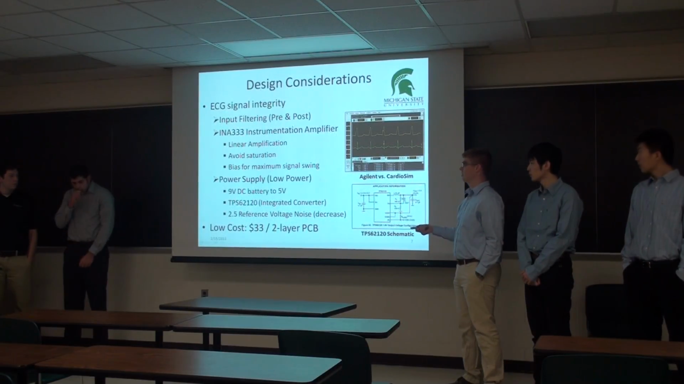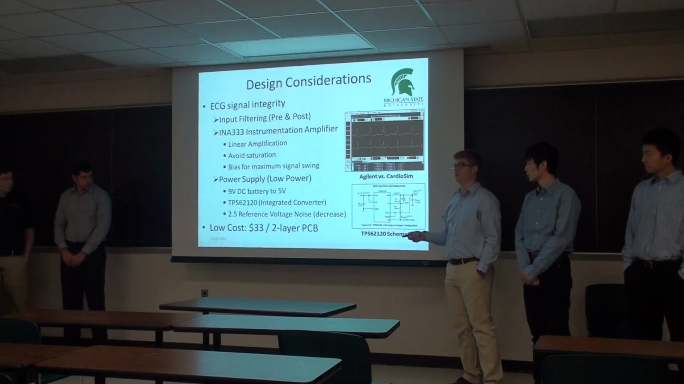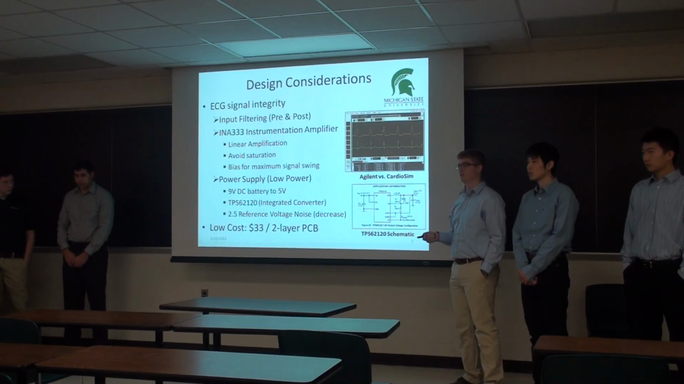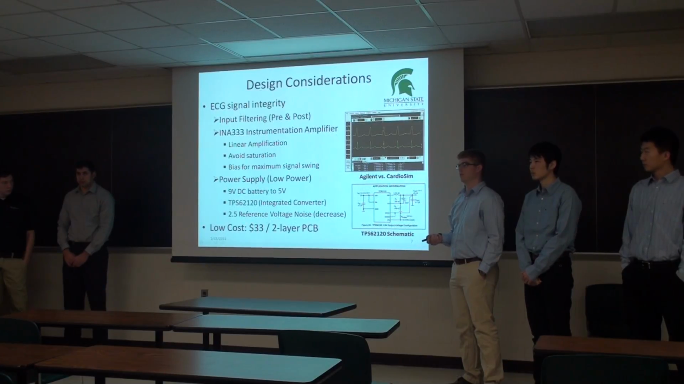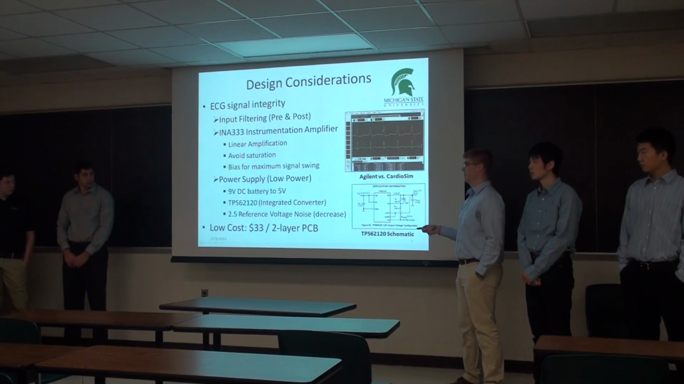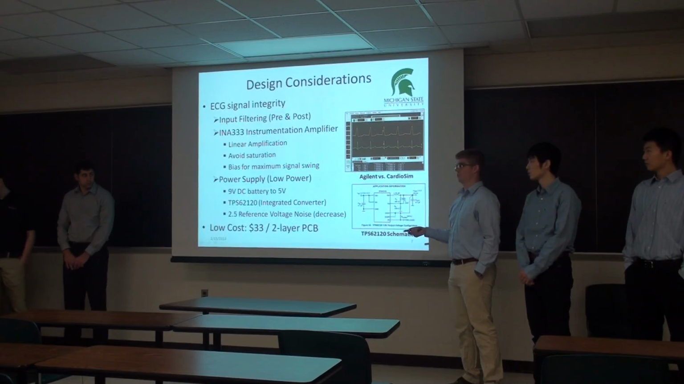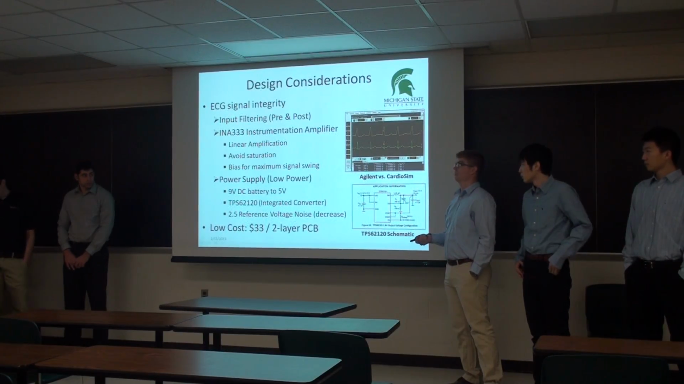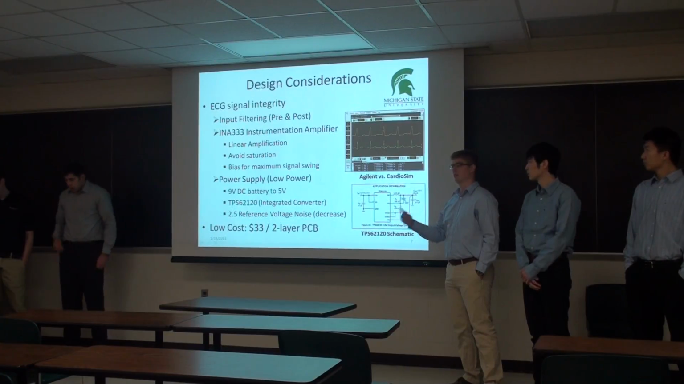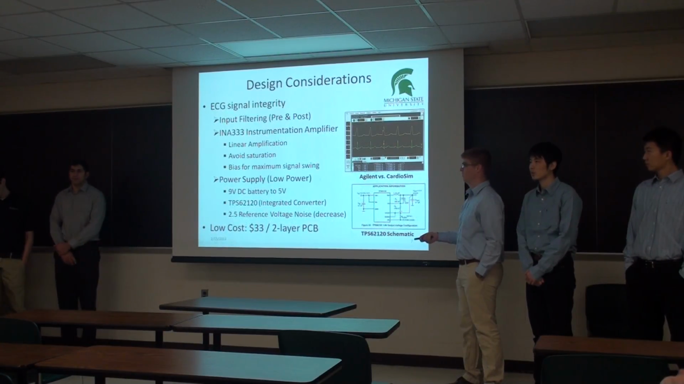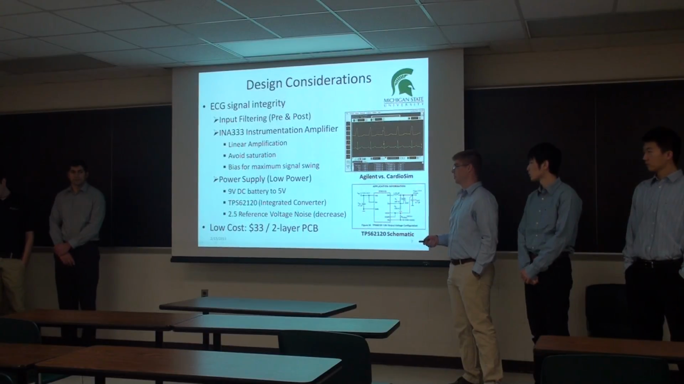Currently, the main cost for our project is $33 to order a 2-layer PCB. We've already designed and ordered our first PCB, and that's the major cost to our system. So one of the considerations is to keep the number of design iterations low to avoid spiking up our costs.